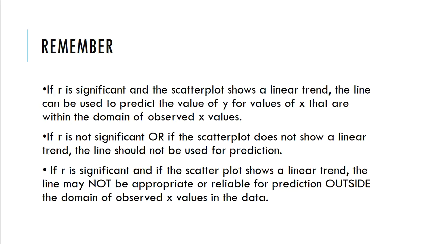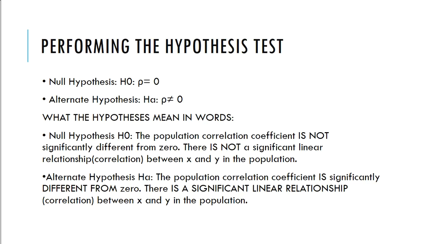If R is significant and the scatter plot shows a linear trend, the line may not be reliable for predictions outside the domain of the observed X values in the data set. We talked about this in the last PowerPoint where you had the third exam and final exam data and they ranged between 65 and 75. You can't predict what somebody who made a 50 on that test will get. You can't do it because it's outside the range. Even if the model is beautiful, your R is wonderful and glorious, you can't use it. All right, so let's perform the hypothesis test.